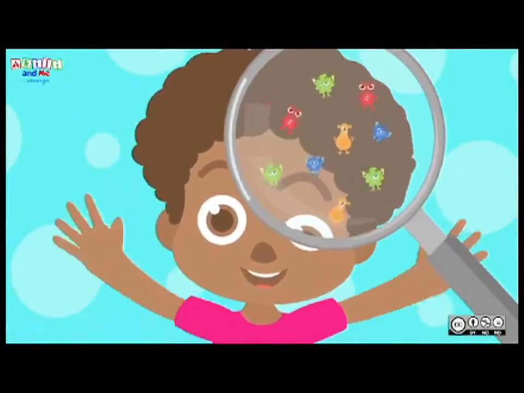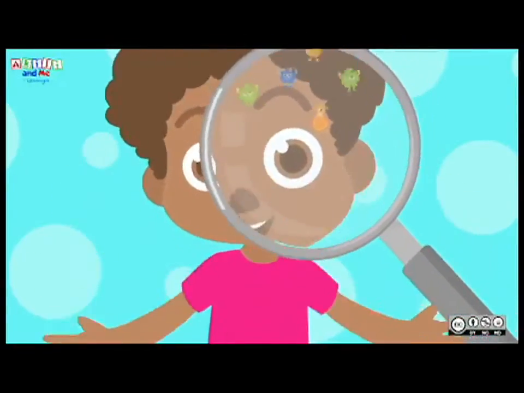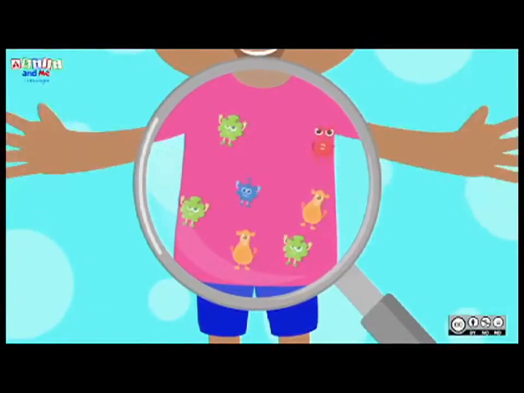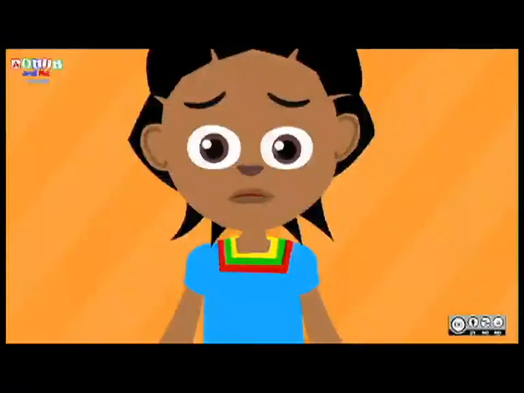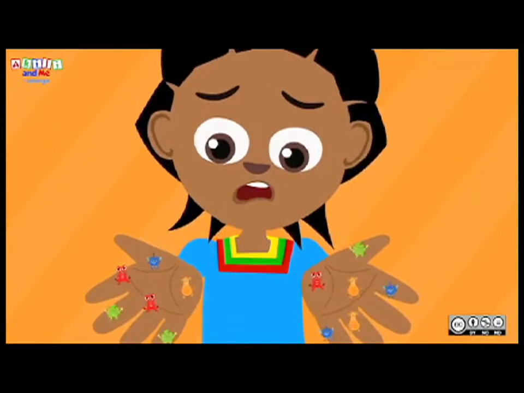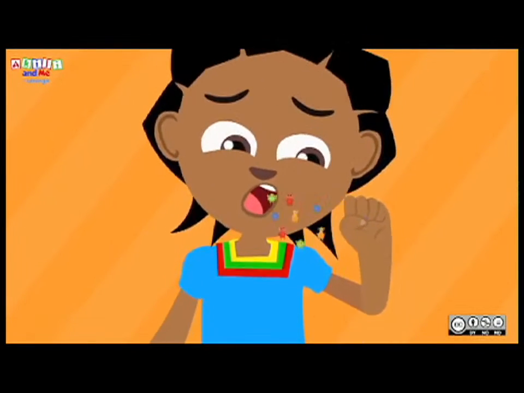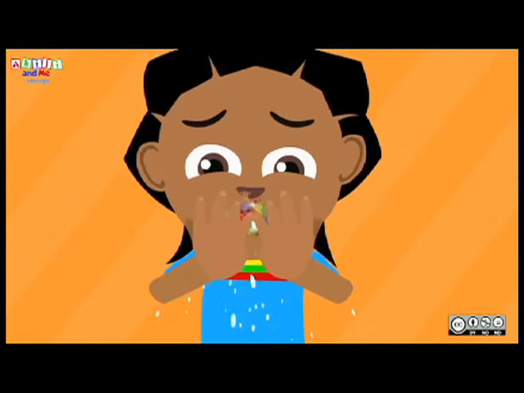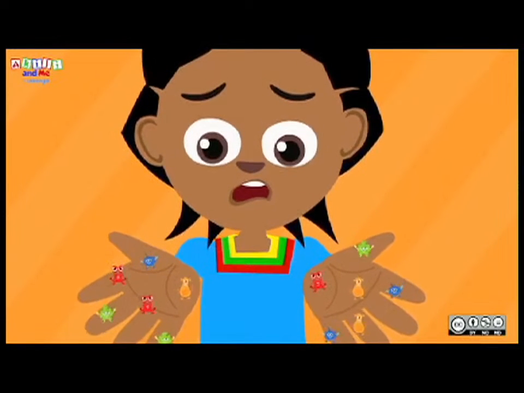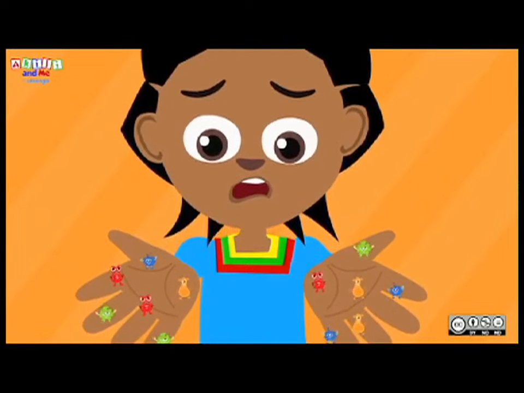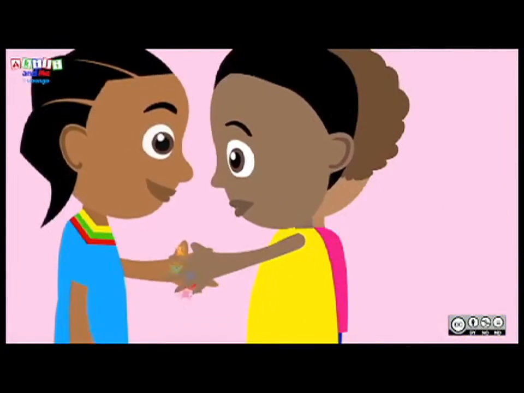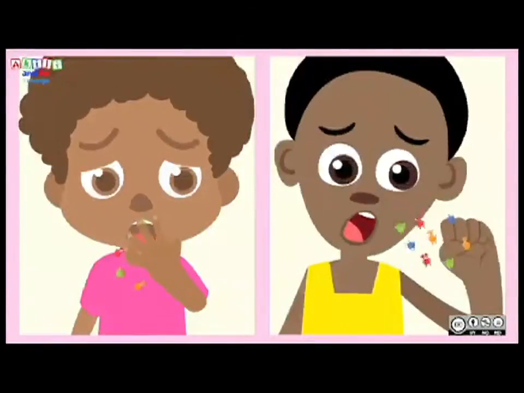Germs, germs, germs, they make us sick. Germs, germs, germs are not your friends. When you're sick, you sneeze. Achoo! When you're sick, you cough, cough, cough. And if you achoo or cough on your hands, the germs stay alive on your hands and get passed on to your friends, and they'll get sick too.